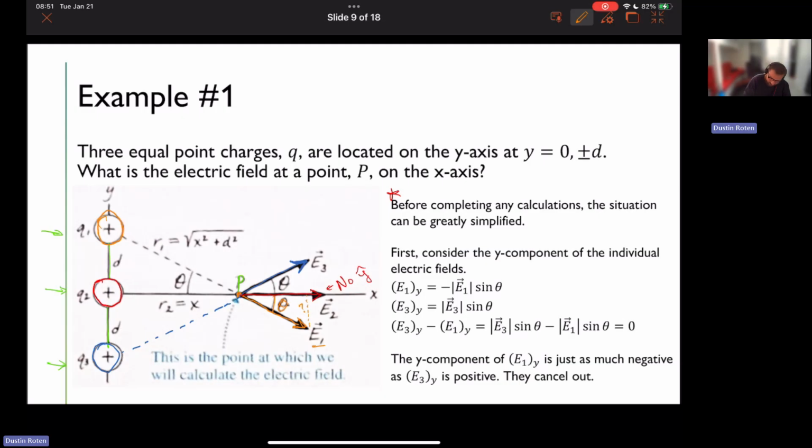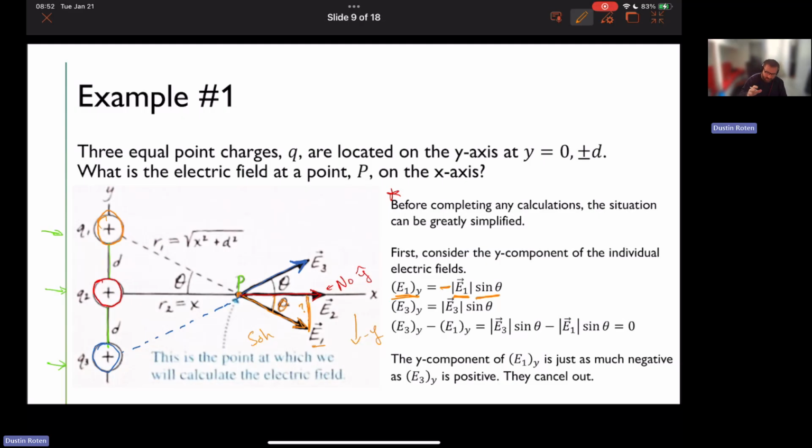That's the SO of SOHCAHTOA, so that's going to be a sine. If we take the length E1 of this vector, the hypotenuse, and multiply by sine of theta, that's going to give us the y component. So now we have the y component of this electric field E1. It's pointing in the negative y direction. Remember, negative y is down, so we know we're going to need this negative sign. That one's taken care of.